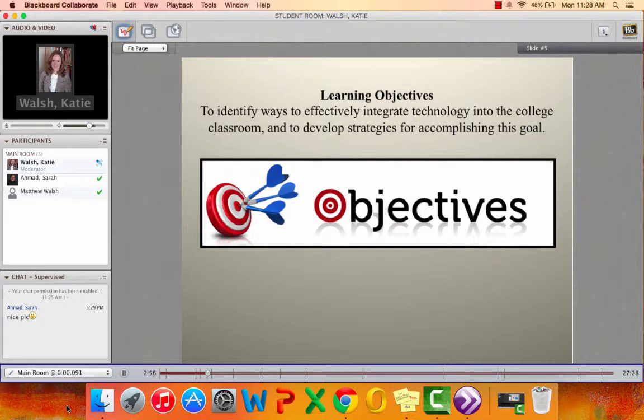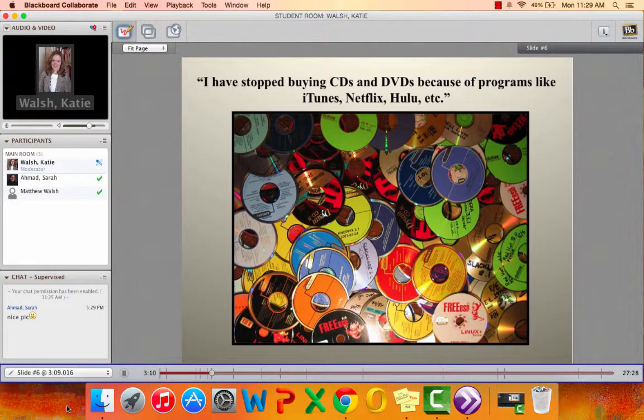I have two learning objectives primarily for us today. First, to identify ways to effectively integrate technology into the college classroom, and secondly, to develop strategies for accomplishing this goal. Before we get into the subject matter at hand, I just want to think about technology in general and how we use it in our lives.